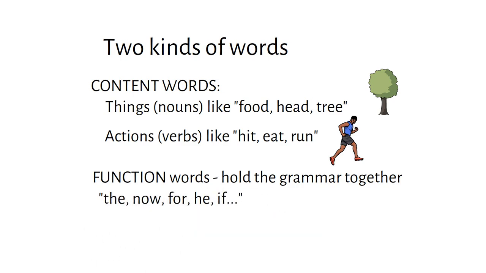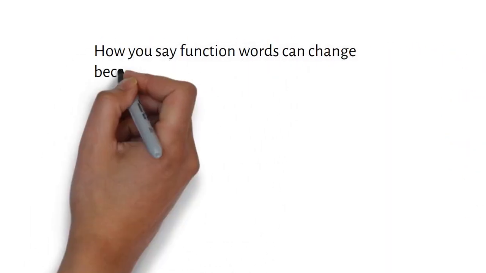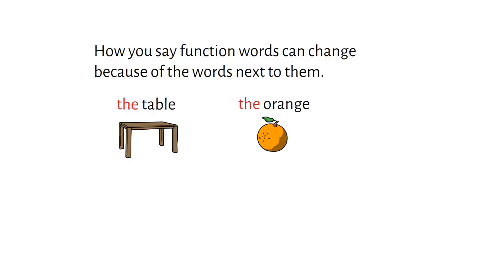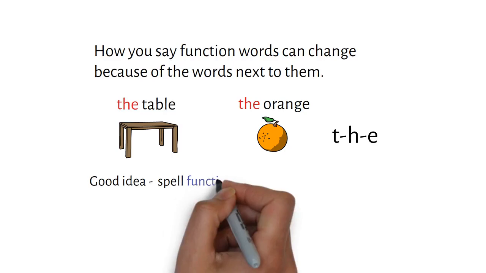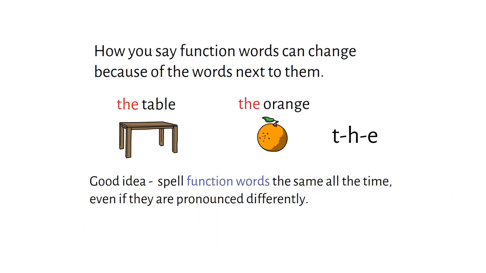How you say function words can change because of the word next to them. For example, in the table and the orange, THE is pronounced differently. The table, the orange. But it is spelled the same. And that is a good idea, to spell function words the same all the time, even if they are pronounced differently in some cases.